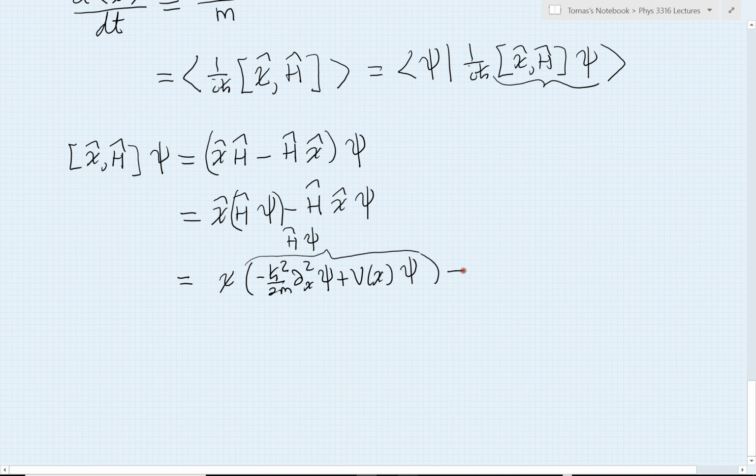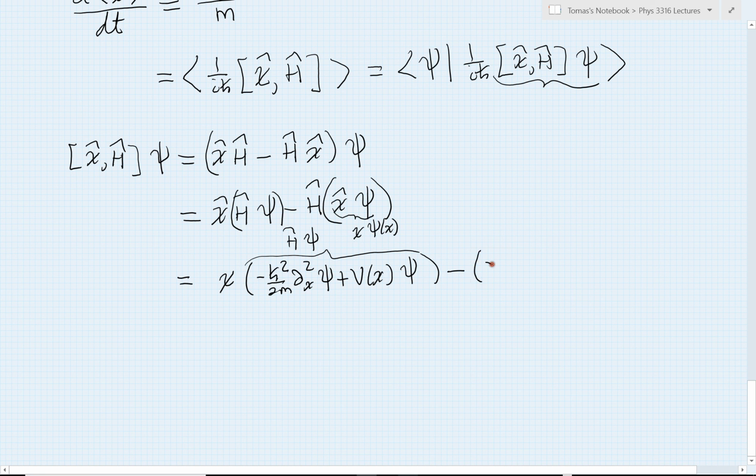Next term. In the next term, notice from the definition, first I apply x to psi, and I know what the result of x on psi is. That is just the function x times my wave function psi, which also depends on x. So my job now is to subtract off the Hamiltonian applying to this function, not the Hamiltonian applying to psi, but the Hamiltonian applying to x times psi. Okay, I think I know how to do that.